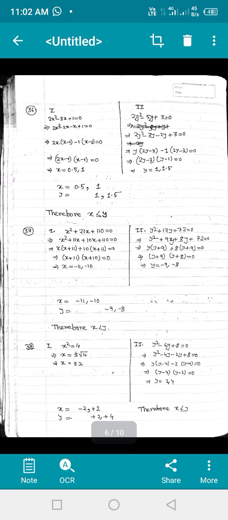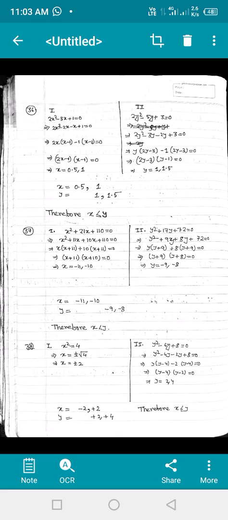Then come to question number 36. Here we have to find whether there is any relation between x and y. We must solve this problem by putting x equals 0.5 and 1, and y equals 1 and 1.5. You must put them in ascending order to get the problem solved easily.